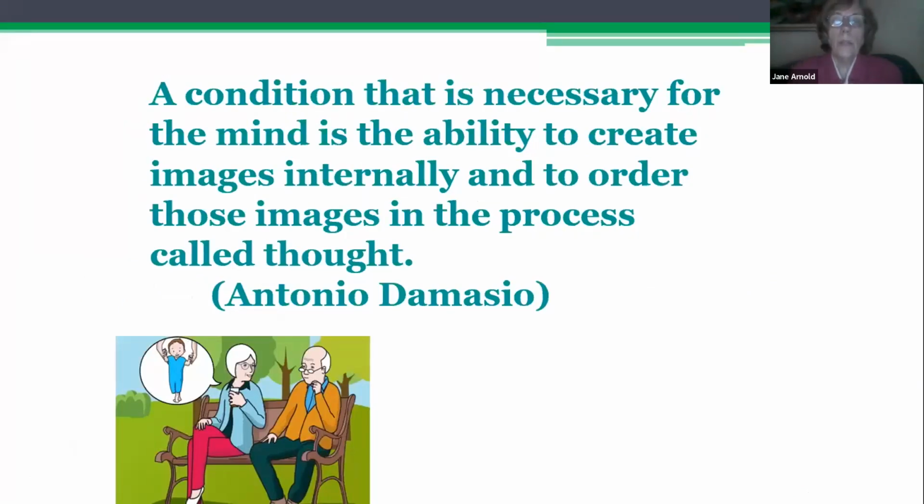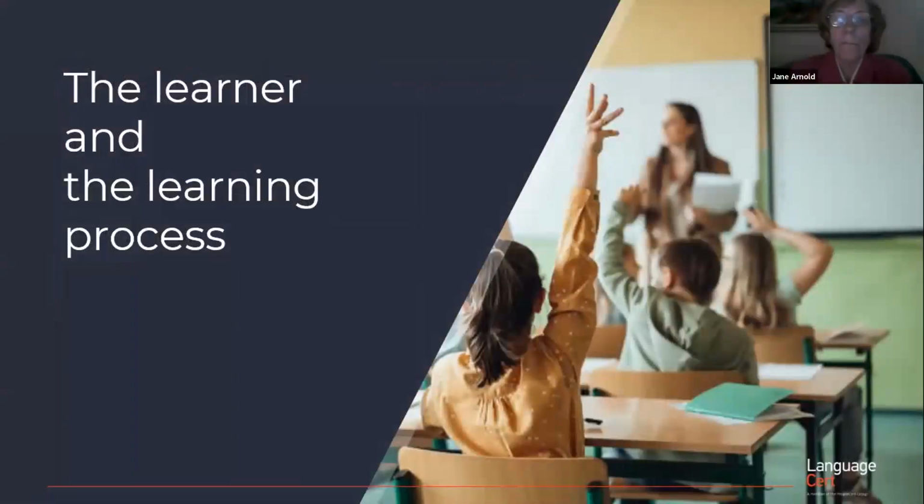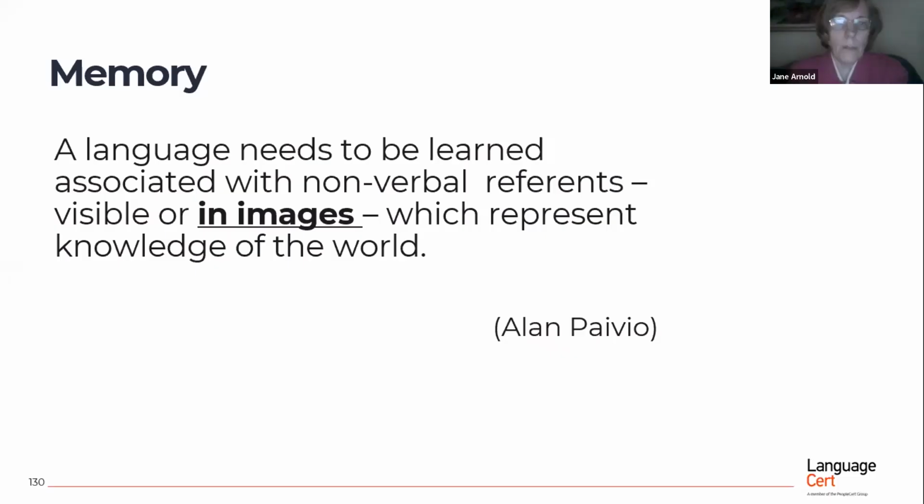And Damasio tells us a condition that is necessary for the mind is the ability to create images internally and to order these images in the process called thought. So activating mental imagery is having different sensory experiences without an external stimulus, seeing with the mind's eye, hearing with the mind's ear, etc. This can be useful with the learner and the learning process.